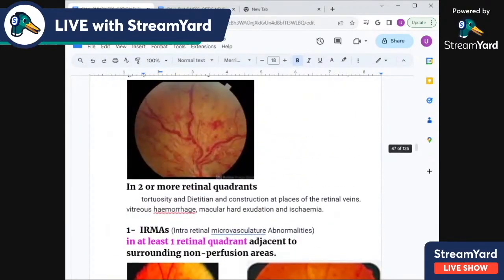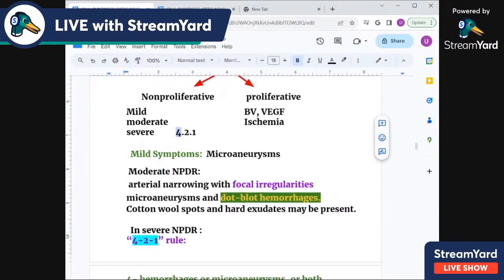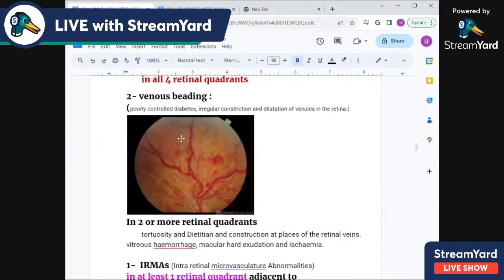And then three stages: stage 1, mild stage, microaneurysms; stage 2, moderate, microaneurysms and blot dot hemorrhages. Stage 3 diabetic retinopathy is the 4-2-1 rule. 4 is microaneurysms and hemorrhages in all 4 quadrants. 2 is the venous beading. Venous beading in at least 2 quadrants.